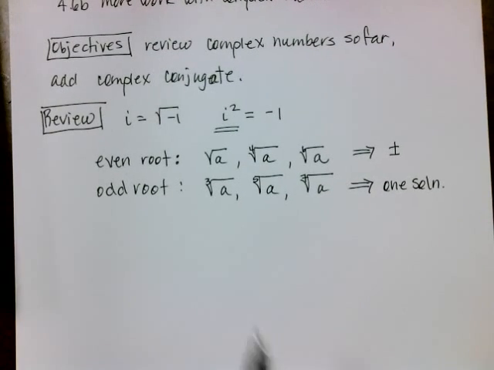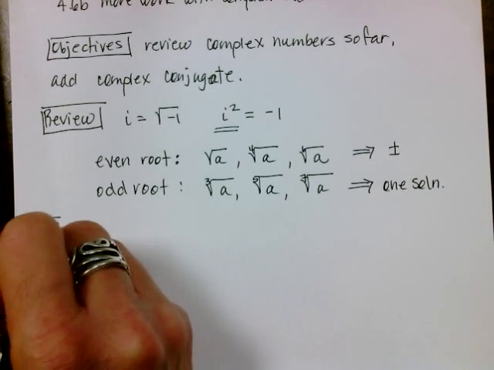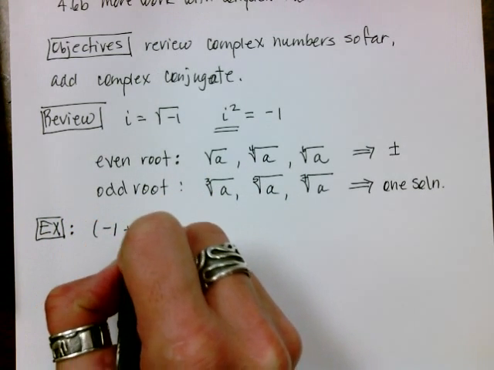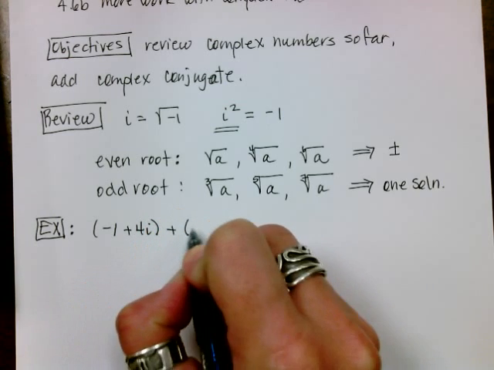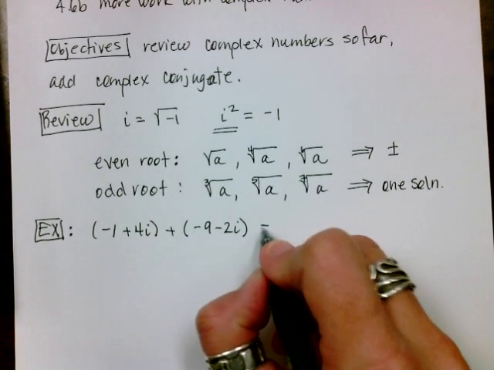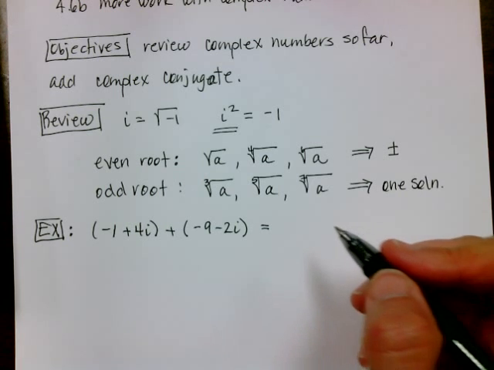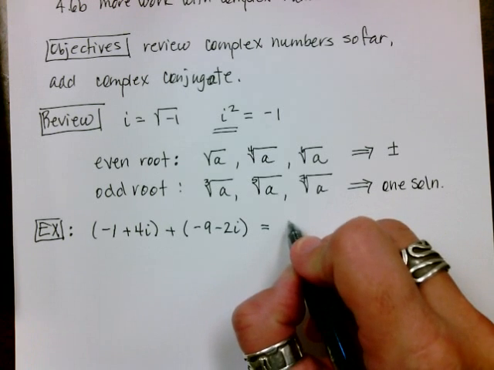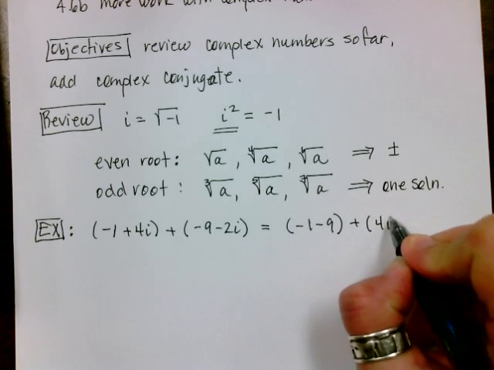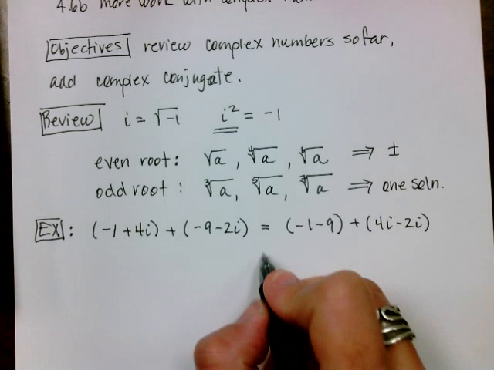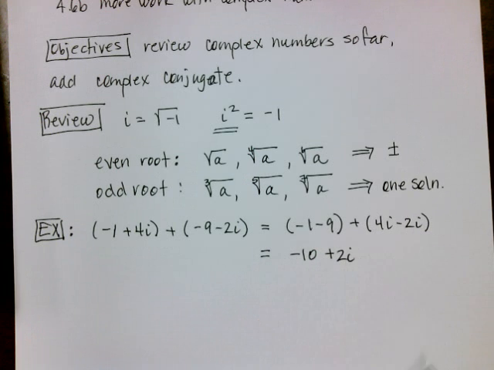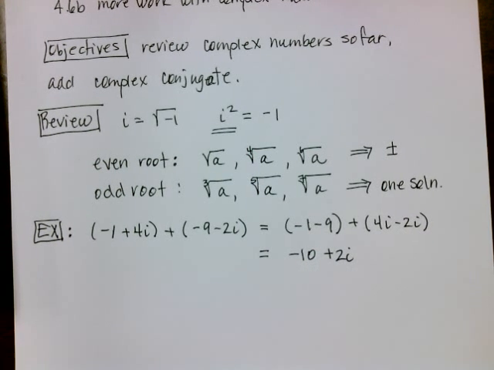All right, so let's go back and do an example from our previous material just to make sure that we are understanding. If we have -1 plus 4i, and I add that to -9 minus 2i, the real components are added together, the imaginary components are added together. So I'm going to have -1 and -9 working together, and 4i and -2i working together, and that's going to simplify to give me -10 plus 2i. All right, so that's our first example.